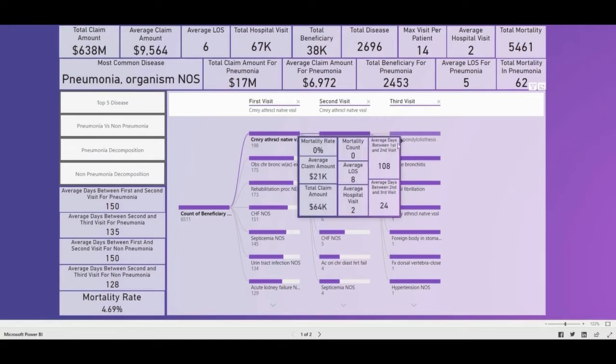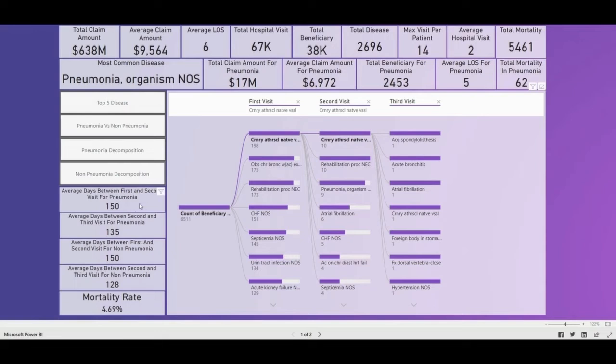On the left, we have our average days between first and the second visit for pneumonia, average days between second and the third visit for pneumonia, average days between first and the second visit for non-pneumonia, and the average days between second and the third visit for non-pneumonia. Here we have our overall mortality rate.